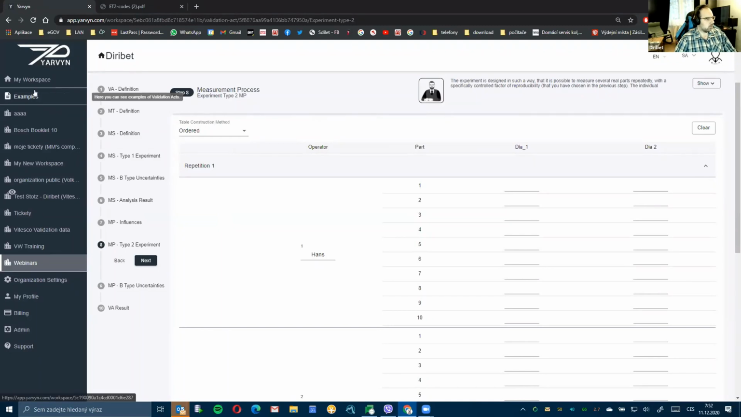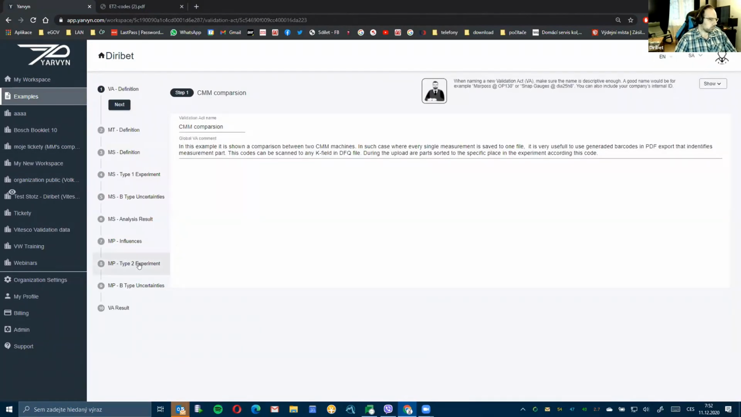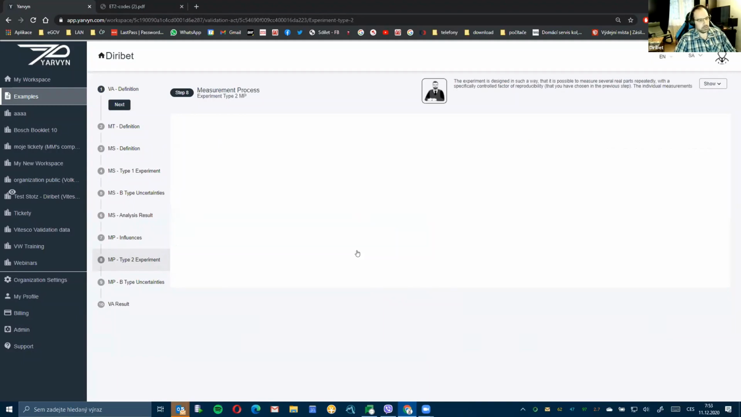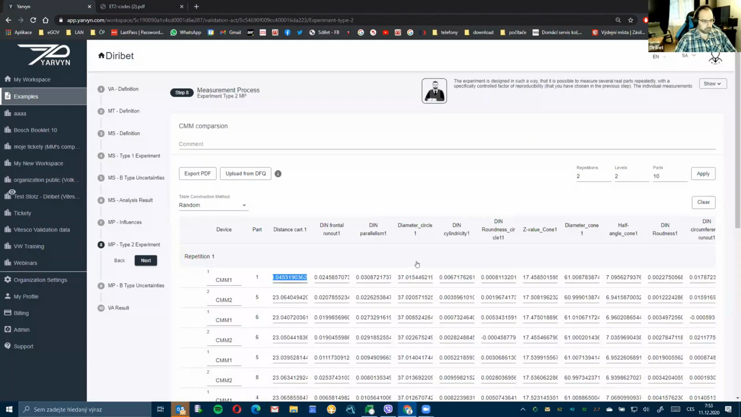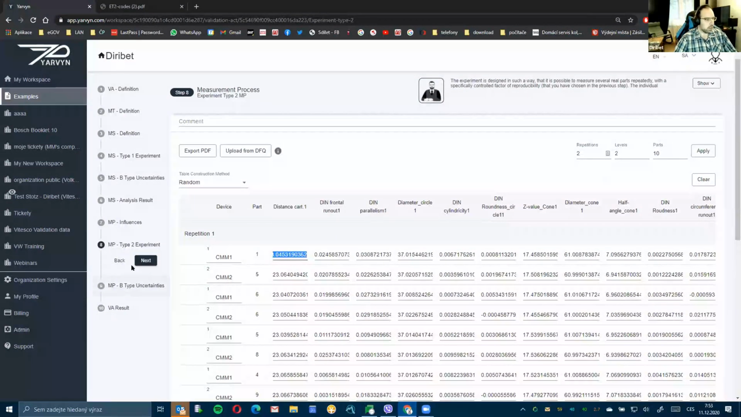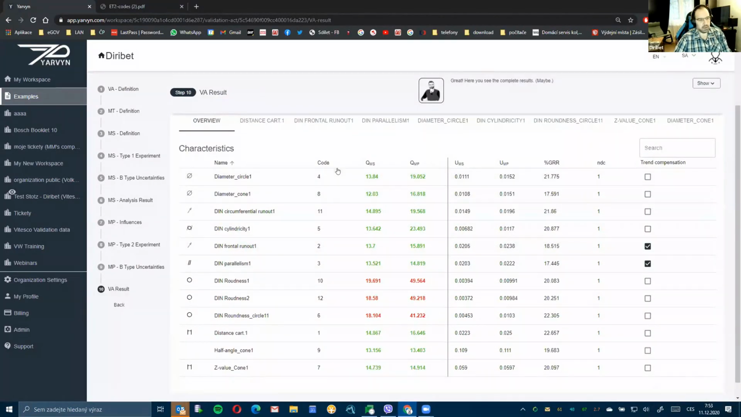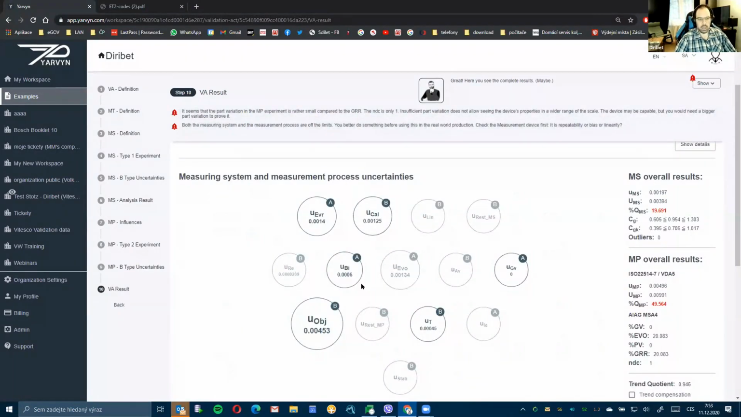I will just switch to some examples we have from our validation, and in this case it's the comparison of two measurement systems. You can see there are lots of parameters. I have done two repetitions, 2 levels, and 10 parts. And my experiment is completely done. I have everything I need, and now we can go back to results, and we have some overview of our evaluation. And now it's time to decide what's wrong, and that is something that Jaroslav will show us.